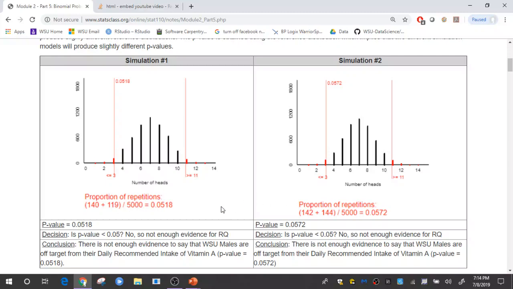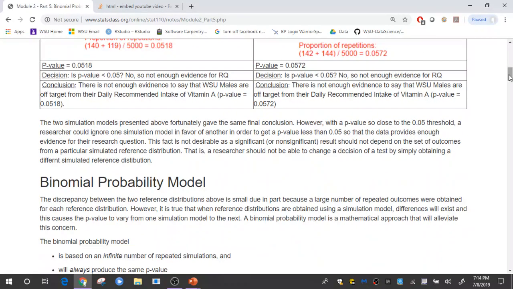Notice that both of these p-values are pretty close to that 0.05 threshold. But in each case, they do not meet that 0.05 threshold, so we do not have enough evidence to say that WSU males are off of their target for vitamin A. However, we do recognize that those p-values are close to that 0.05 threshold, as I've stated.